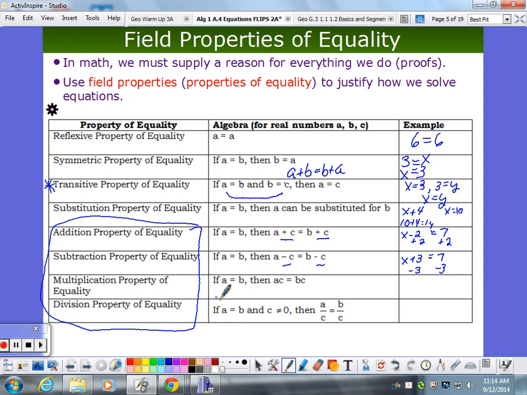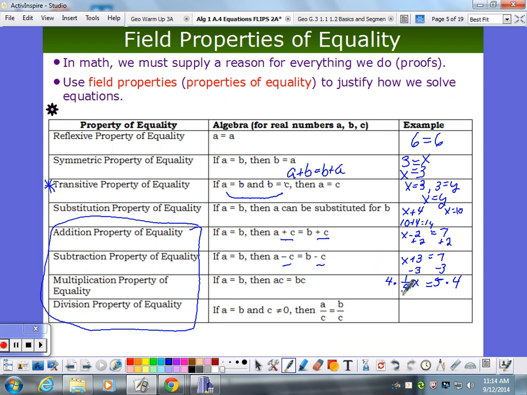Multiplication, what do you think this is? The multiplication property of equality. It says you can multiply the same thing on both sides of an equation. So if I have 1/4 x equals 5, I can multiply both sides of the equation by 4. Who says you can multiply both sides by 4? The multiplication property of equality.